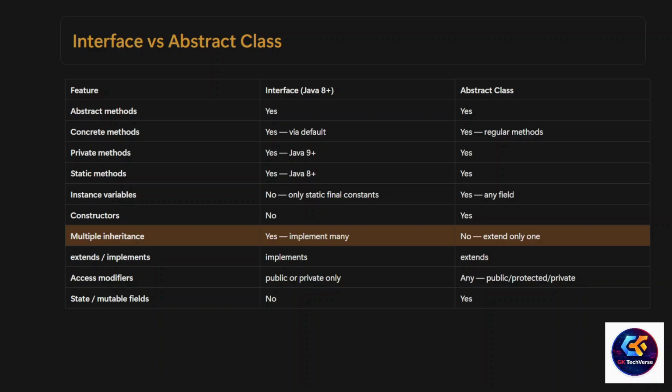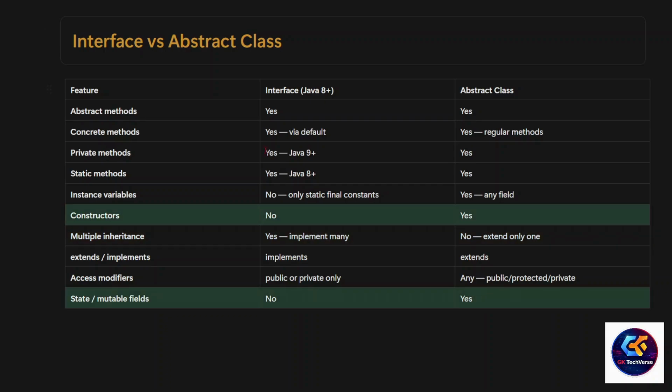Now forget everything else. There are only two differences that truly matter today. The first difference is instance state. Look at this row. Interface cannot have instance variables. That means no per object data, no mutable state. It will have only constants. We already saw, right? Whenever you declare any field, let's say int x = 10, by default it is public static final.